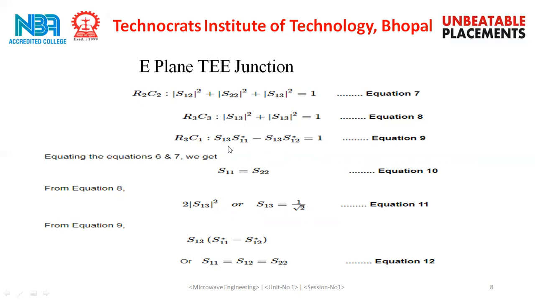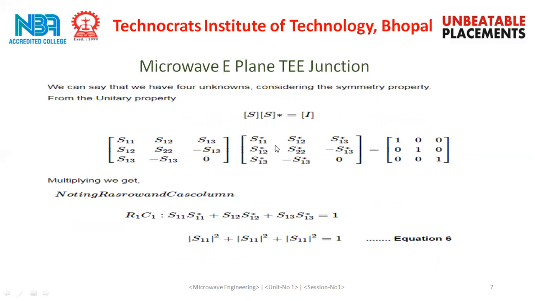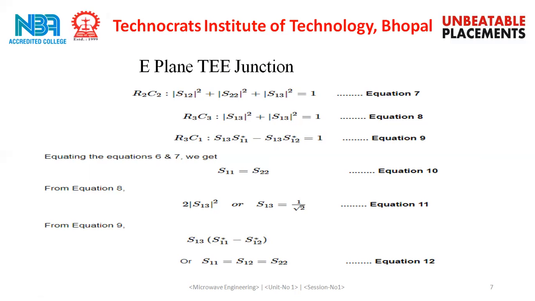In this equation number 9, if we take S13 out of the bracket, we can write S11 minus S12 is equal to 1. See student, R3C1: if we take the row 3 column 1 value, it is 1. So these are the 4 equations with which we are going to calculate all the unknowns. If we calculate the unknowns, we get S13 is equal to 1 by root 2, the first value.